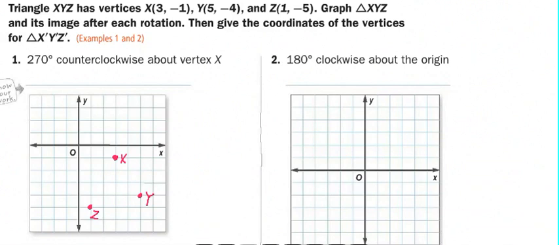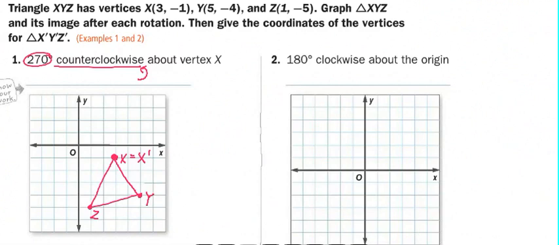So what we're going to do is connect these with line segments to create the triangle XYZ. Next, what you may notice is that we have the instructions to go 270 degrees counterclockwise, so that's in this direction, about vertex X. Vertex X is right here. That will not change, so X' will actually be equal to X in this case. So we can actually just write that.